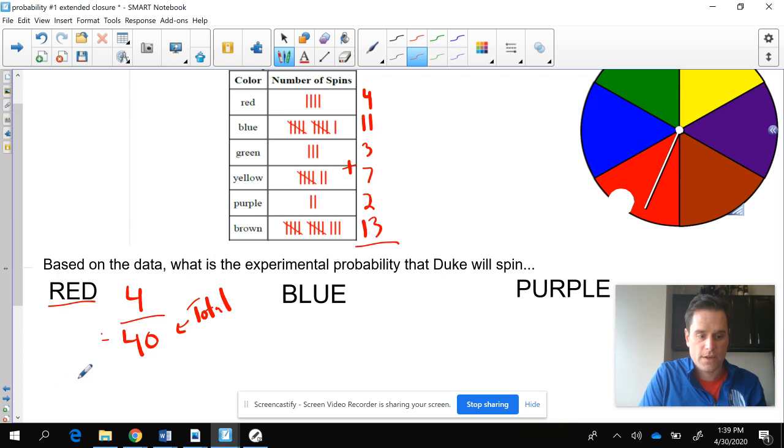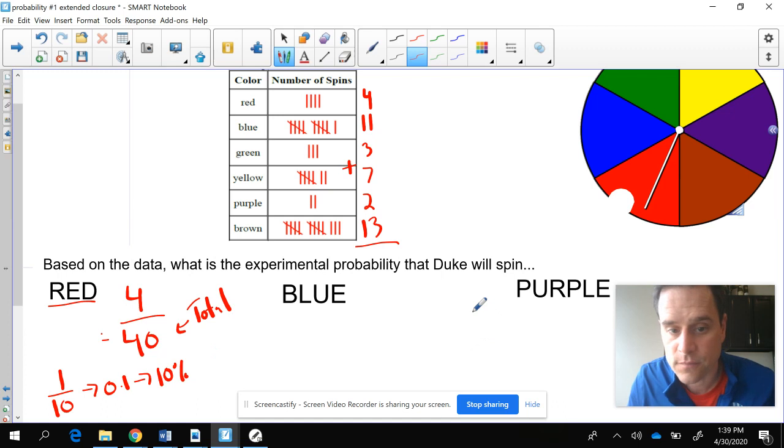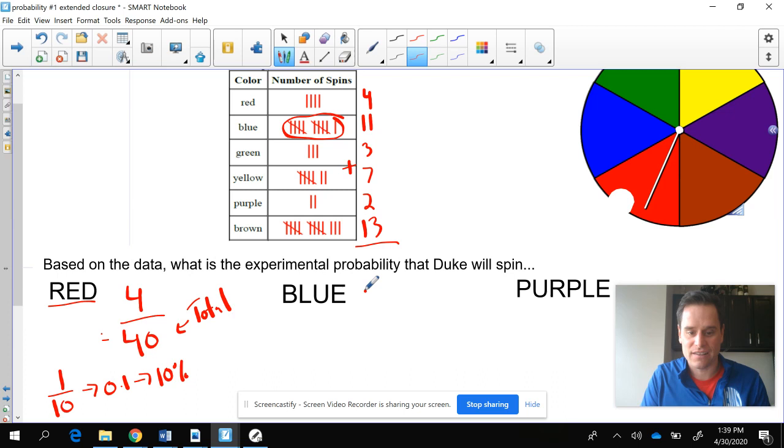I'm going to put it down below, 1 out of 10. Or you can say that's 0.1. All these are correct answers, or you can say 10%. That's what it is. But now we know this information. You can solve any of these. What's the experimental probability of getting 11? I'm sorry, blue. Well, blue is 11. 11 out of 40.